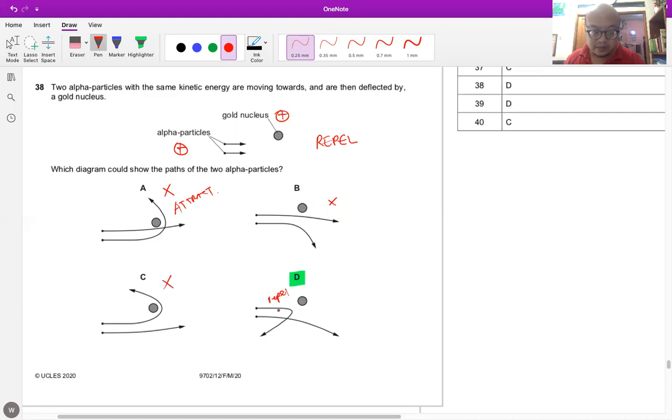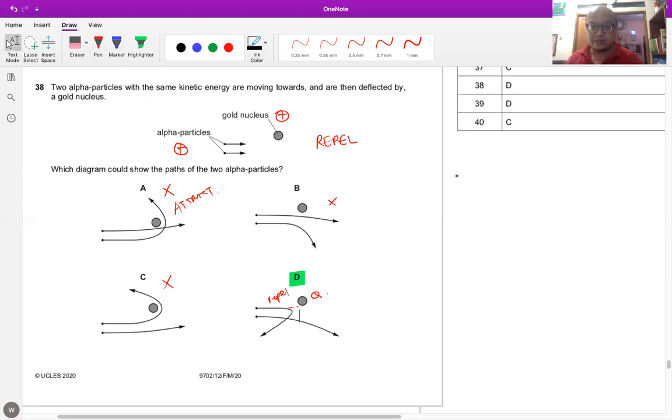Because this is near the charge, but repel, so they deflect. And this one also deflects, because they want to attract. Yes, this is correct. They want to attract between them. Okay, then still two more numbers, and 39 and 40 is DC.